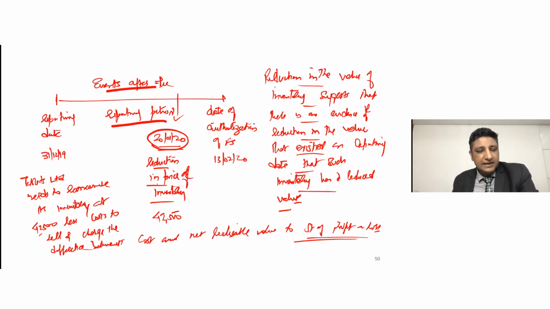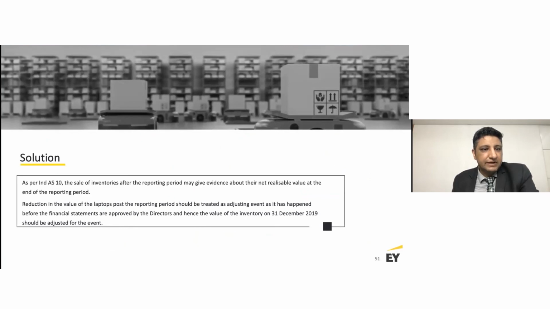All right. Let's have a look at the formal solution in this case. We are given that as per Ind AS 10, the sale of inventories after the reporting period may give evidence about the net realizable value at the end of the reporting period. That's what we have been trying to say. It says that reduction in the value of the laptops post the reporting period should be treated necessarily as an adjusting event as it happened before the date of approval, and accordingly the value, which is cost or net realizable value, whichever is lower, has to be reported in the financial statements by Tablets Limited in this case.